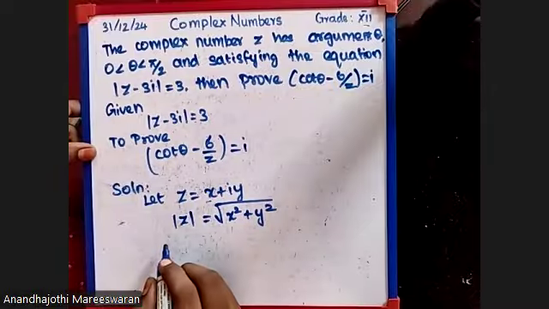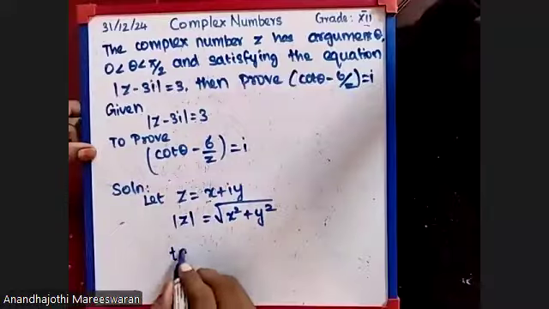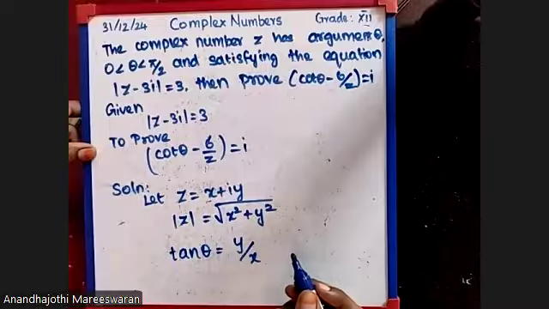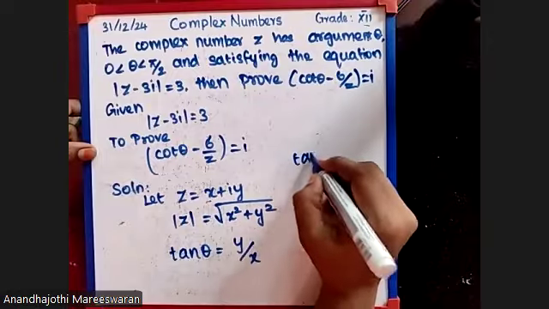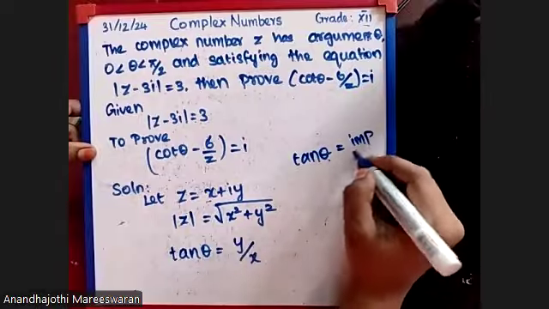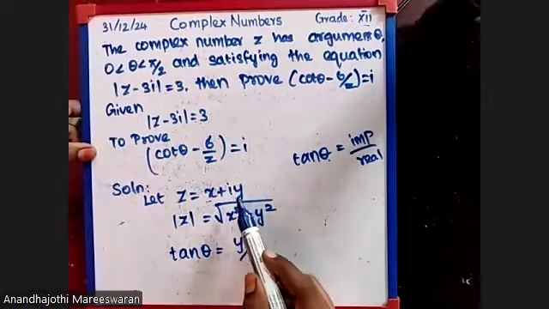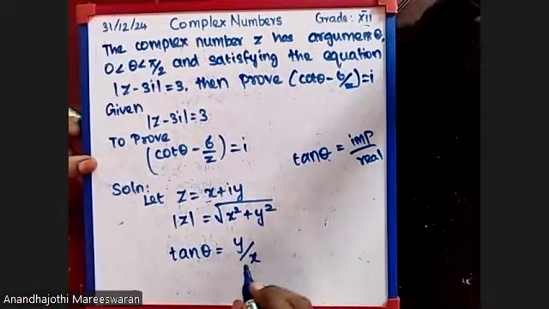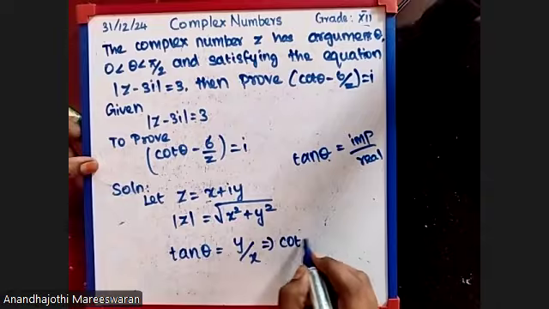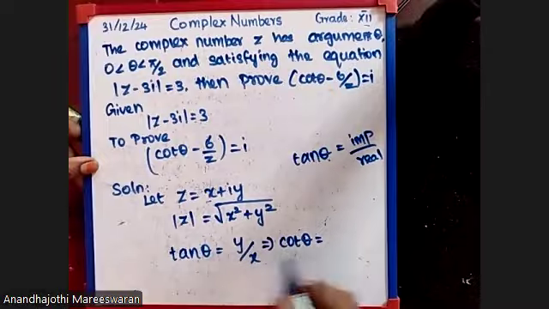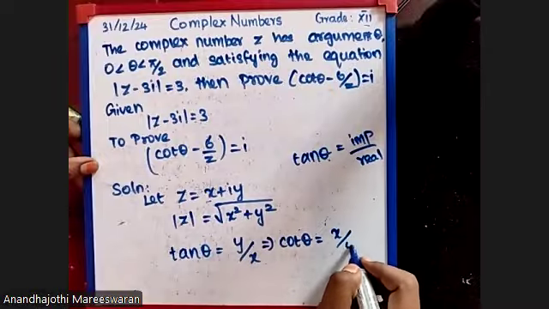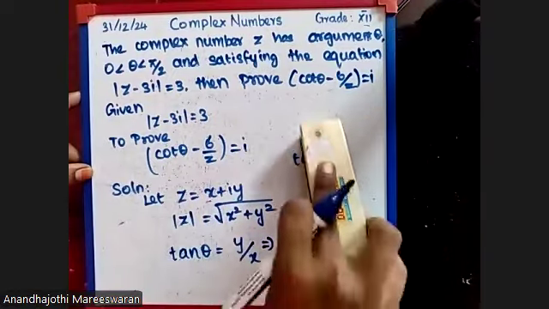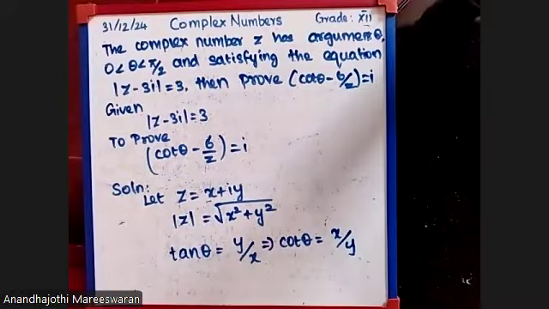Next, we know that tan theta equals y by x. In the previous sum, we solved it. Tan theta equals imaginary part by real part. Who is the imaginary part here? y. Who is the real part here? x. So from this, cot theta, which is the inverse of tan theta, will be x by y, right? I will give you one more minute to copy this down, so we can move to the next part of the solution.